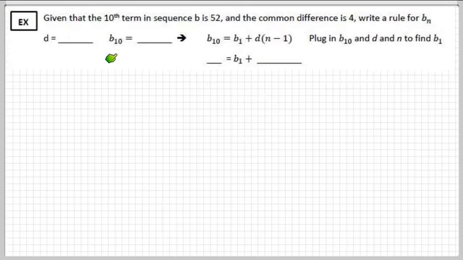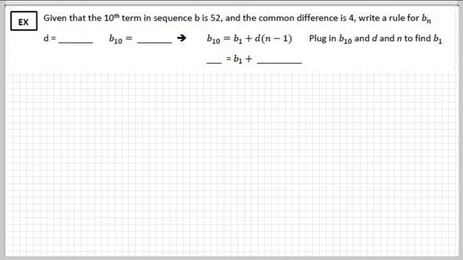Okay, now let's work on a different kind of problem where, in this case, we know the 10th term, but we don't know the first term. We know the common difference is 4, and we want to write a rule, but again, we don't know the first term. That's our unknown. If we have one unknown, we need one equation to find one unknown. So let's see how we can make that one equation.